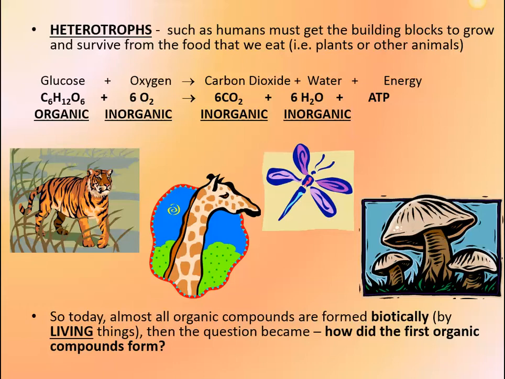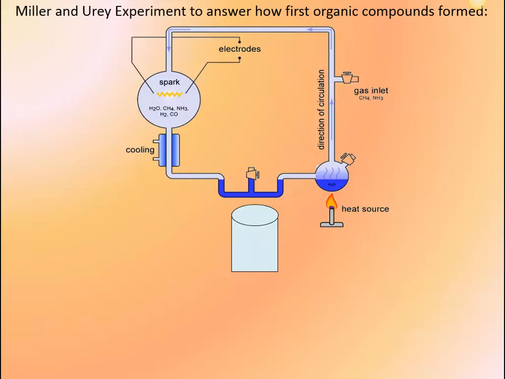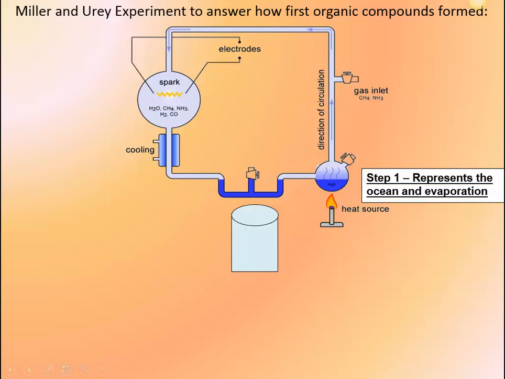So I want you to think back to that early Earth list here. And we're going to look at the Miller and the Urey experiment. So I'm going to give you the description of this experiment first, and then I'll try to do my best to explain. But this is going to be to answer how the first organic compounds were formed, right? So this is on primordial Earth. So step one. We're trying to represent the conditions on very early Earth, where we have the idea that organic compounds were able to be formed.